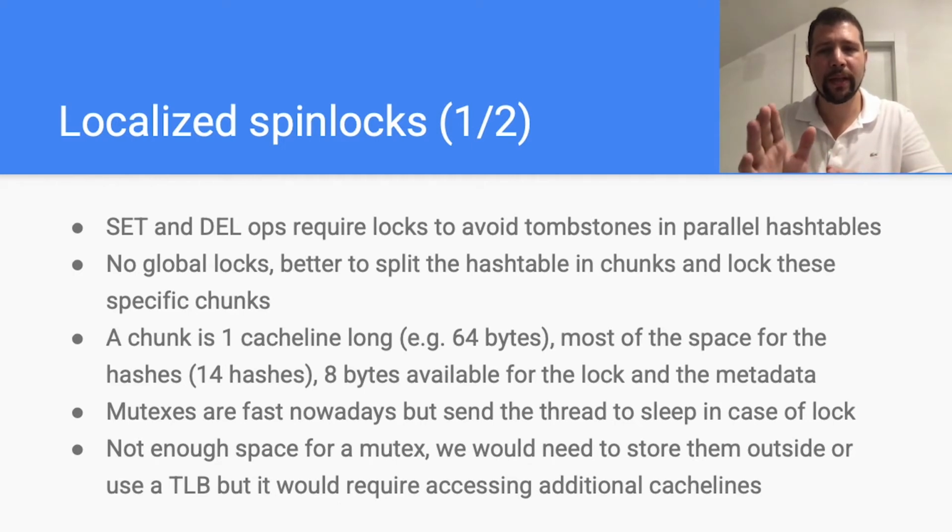And then we have about 8 bytes for the chunk metadata, and those 8 bytes have to include also the lock. Nowadays mutexes are really fast, but they can easily send a thread to sleep, and we really want to avoid that. And also there isn't enough space to hold a mutex pointer in the metadata at the beginning of the chunk. We would have to use a translation table or an additional array just for the mutexes. It won't really be worth it. It would introduce some performance penalties.